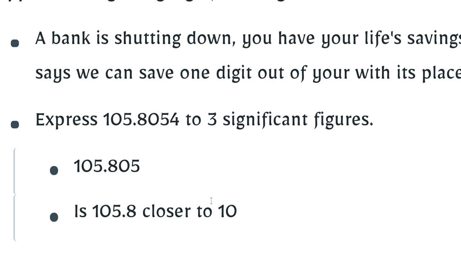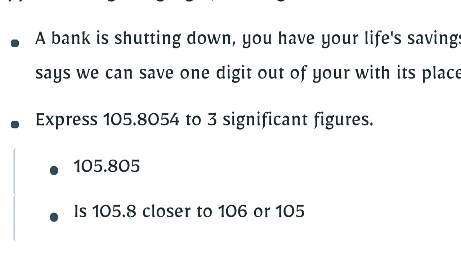So answer this question for me, and I want you to pay close attention to it. Is 105.8 closer to 106 or 105? Which value would give me more for my money? That's correct, because 106 would get me more of a value. So it'd be the most significant one.